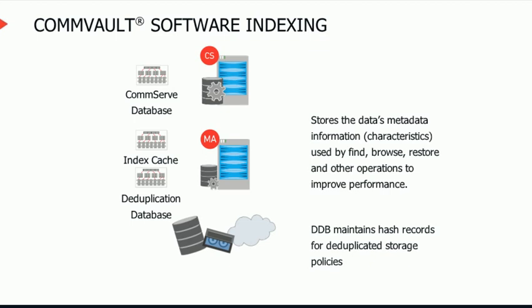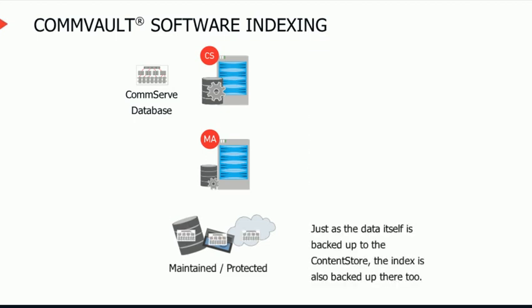Media agents are where the index cache and in many cases deduplication databases are stored. Recommendations for sizing index cache volumes are included on the CommVault documentation website, which should be referred to for all sizing recommendations. The index cache contains detailed job and object index information and characteristics. For example, exactly where a particular piece of data is being stored on a disk device or tape device within the content store. The deduplication database maintains hash records for deduplicated storage policies. The index cache is maintained locally by the media agents themselves and protected like the data itself inside the CommVault content store.